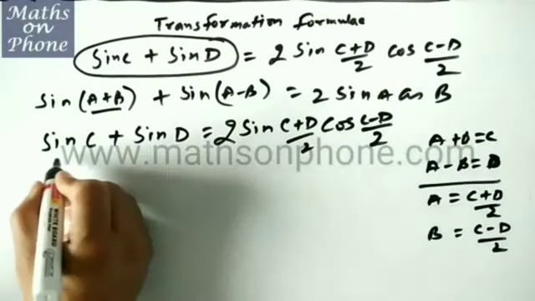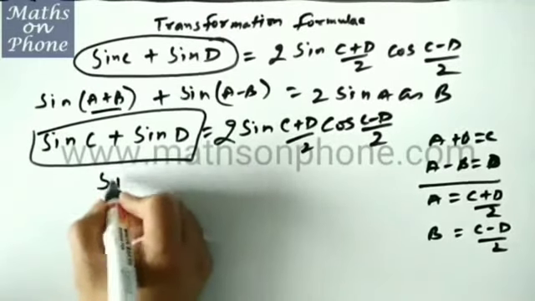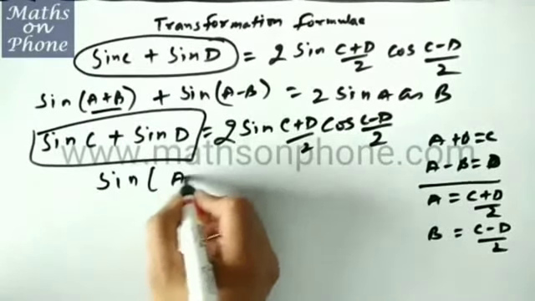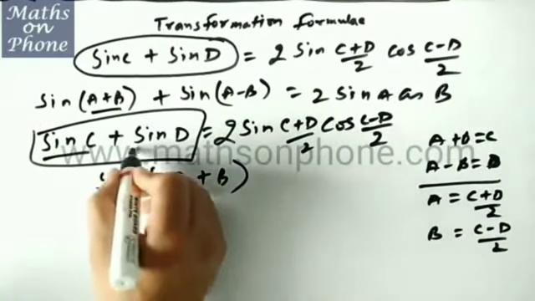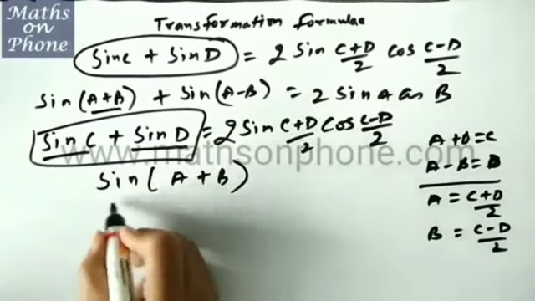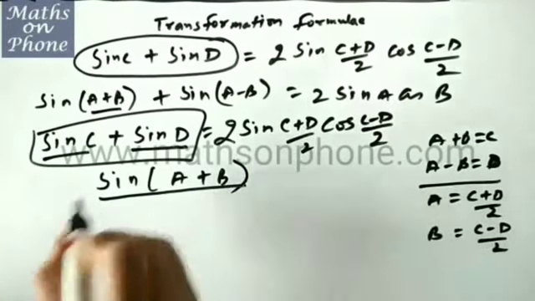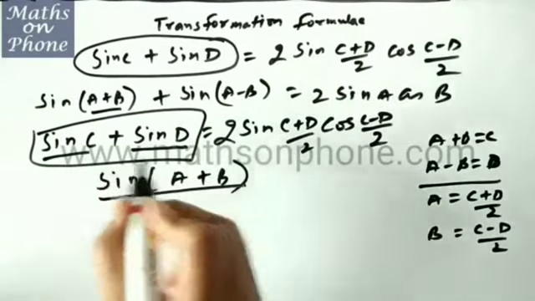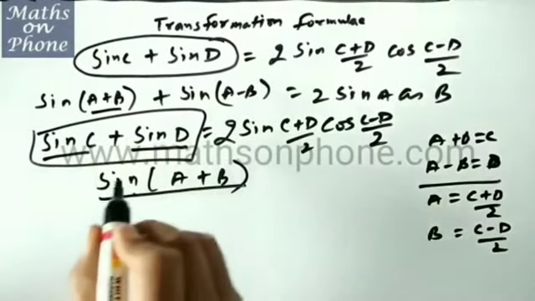So be very careful that this formula, sine C plus sine D, is very much different from sin(A plus B). What is the difference you see? Here, one sine and another sine, two sines are there. Here just a single sine is there with a compound angle. Single sine here, two sines there. So never get confused between this formula and that formula.